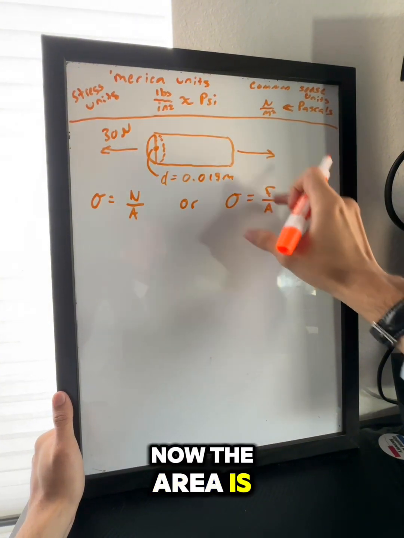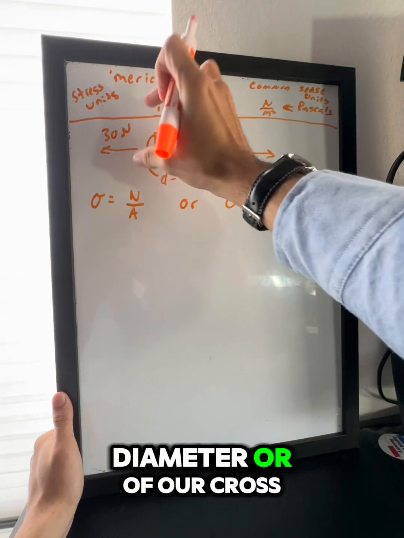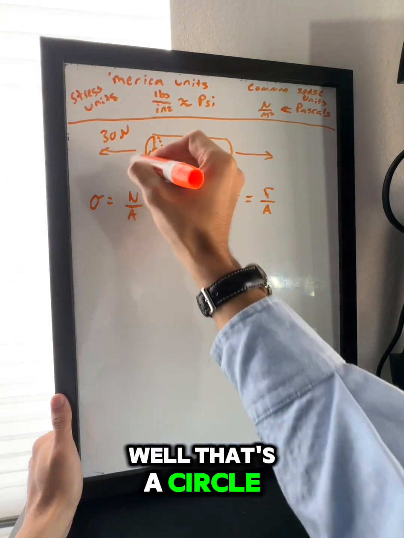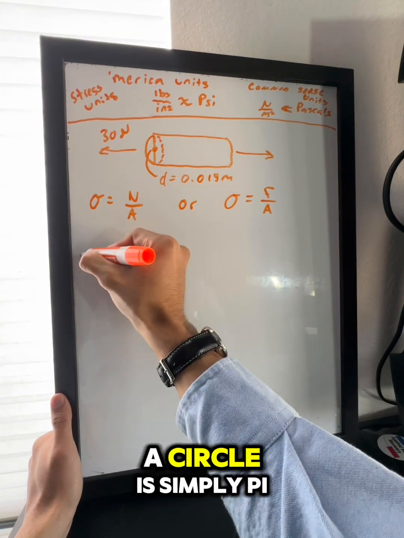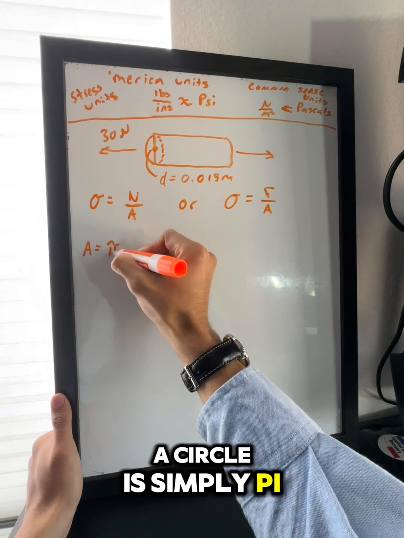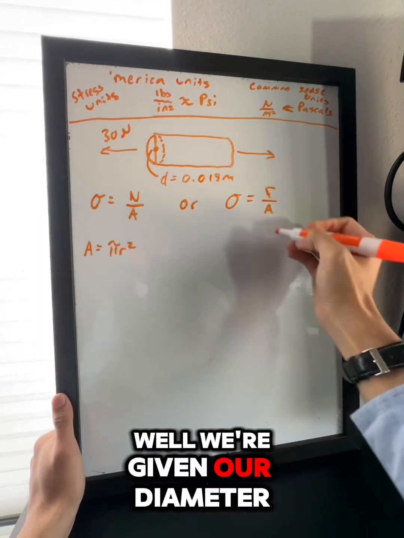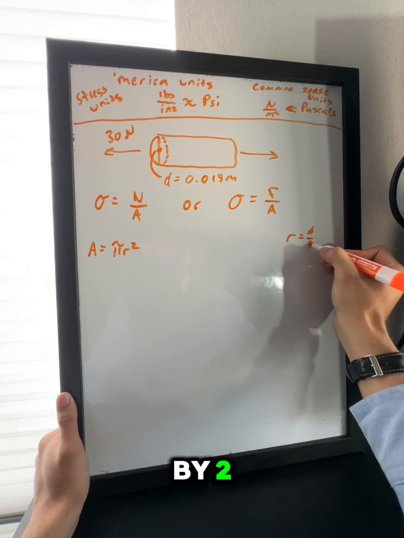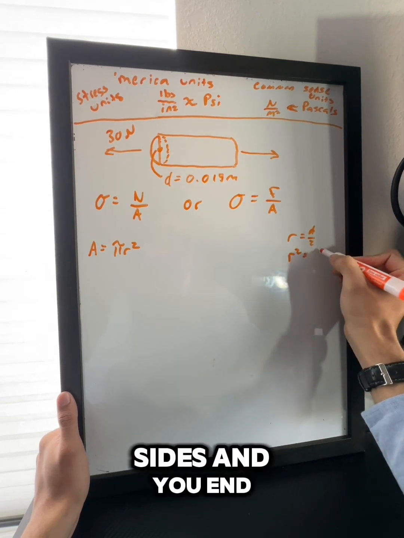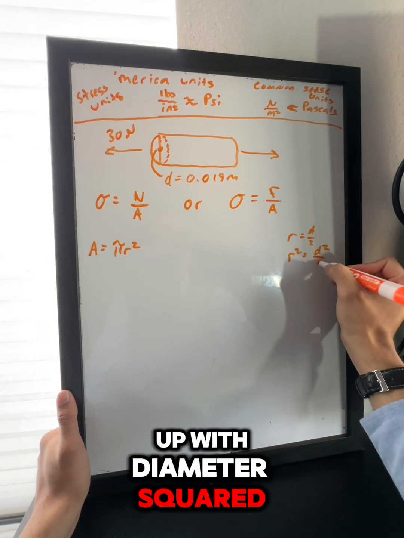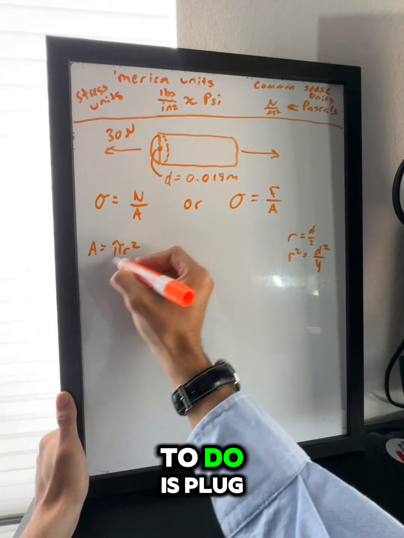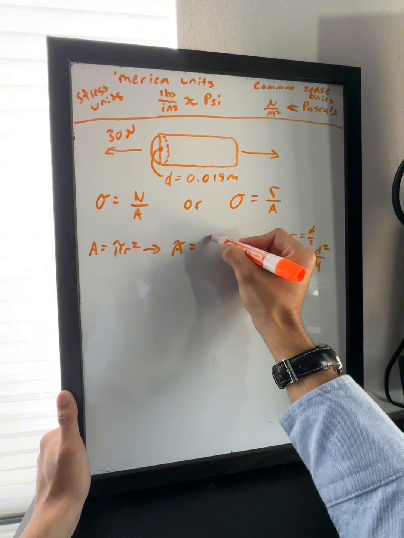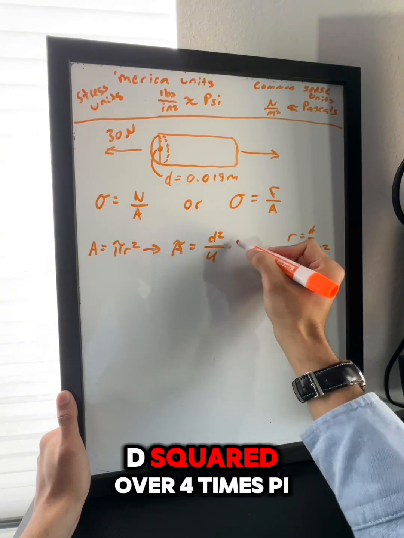Now the area is not given to us. We're only given the diameter of our cross-sectional area. Now our cross-sectional area, well, that's a circle. And our area for a circle is simply pi r squared. Well, we're given our diameter. Well, simply recall that r is the same as our diameter divided by 2. And you square both sides and you end up with diameter squared over 4. So all we have to do is plug it into our equation, d squared times pi.